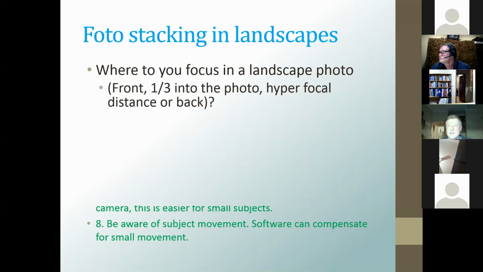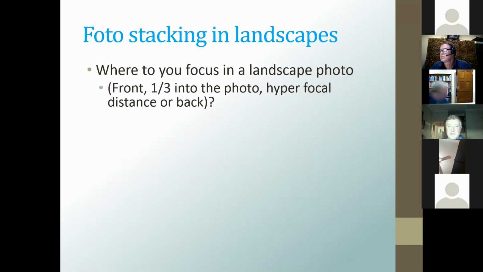You can focus on the front and say, okay, this is important, I want this in focus, mountains don't matter. The other option is you focus a third into the photo to get a compromise between the foreground and the background. Or you use the hyperfocal distance: if you focus on the hyperfocal distance, everything from your focus level till infinity will be in focus. You can get that from calculators on your phone, or you can focus in the back if the back is important to you. So it's always a compromise.